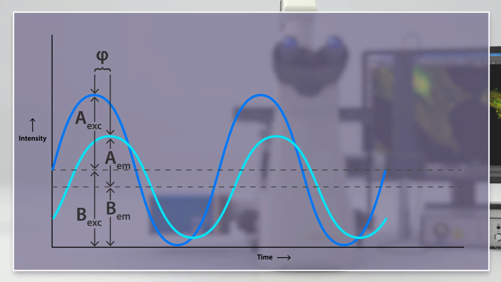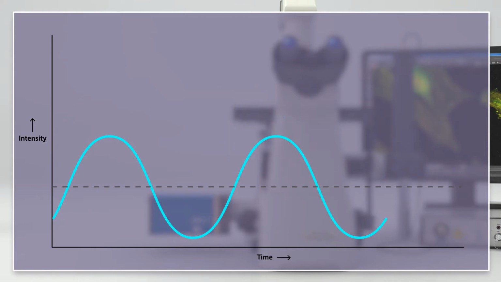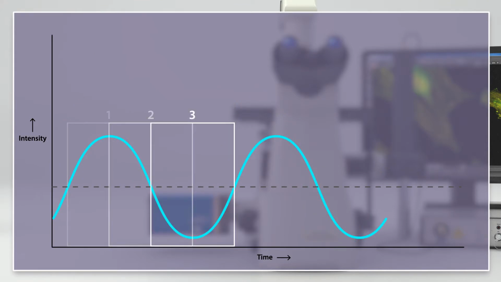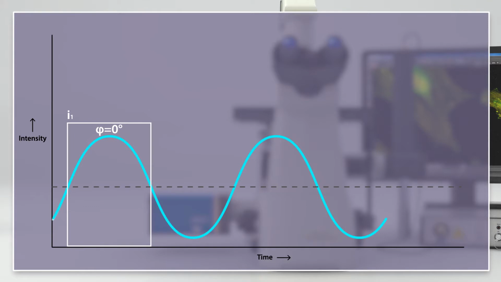These characteristic parameters can be determined by sampling and reconstructing the emission signal by a kind of half-wave integration measured at at least 4 different phase angles. The first half-period integration is done at a phase angle of 0 degrees, giving the image I1. Subsequently, the next half-period corresponds to a phase angle of 180 degrees, resulting in image I3.